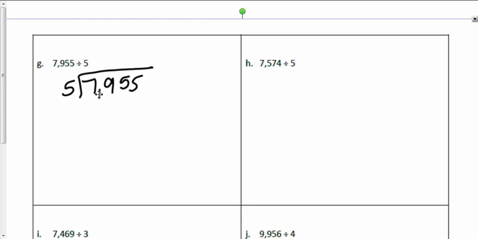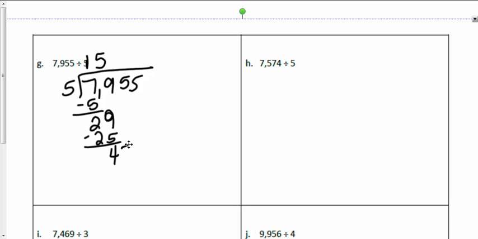All right, so 7 thousands divided by 5, that would be 1,000. 1 times 5 is 5. 7 minus 5 is 2. I'm going to add that to my 900s. 29 divided by 5. So 5 times 5 is 25, but 6 times 5 is 30. That would be too much. I'm going to do 5. 5 times 5 is 25. That leaves 4 hundreds left over.